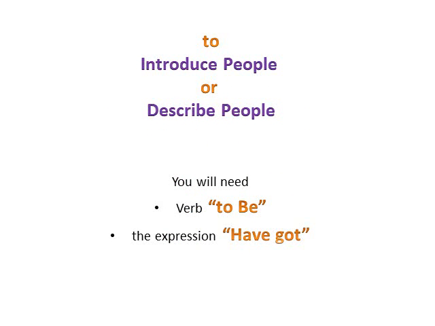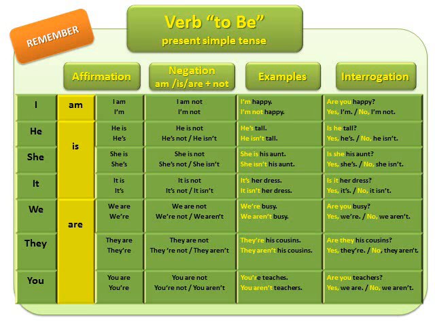To introduce people or describe people, we will need verb to be and the expression have got. Let's revise together verb to be in the present simple tense. Look carefully at the table. In the third column, you can see verb to be in the affirmative form. We have the full form and the abbreviated one.